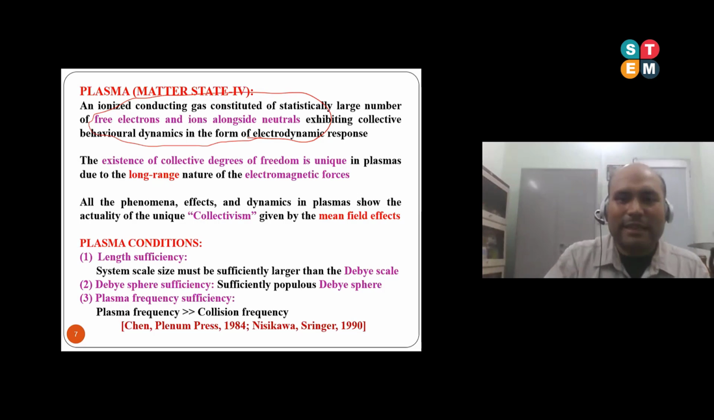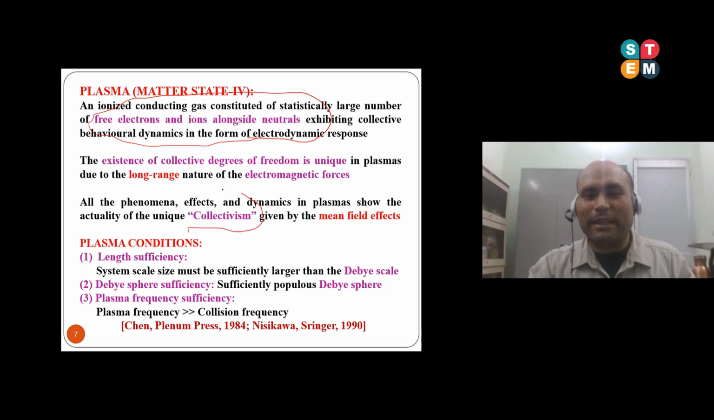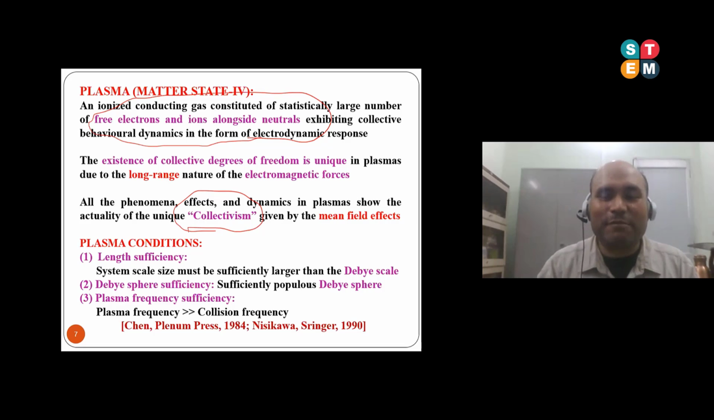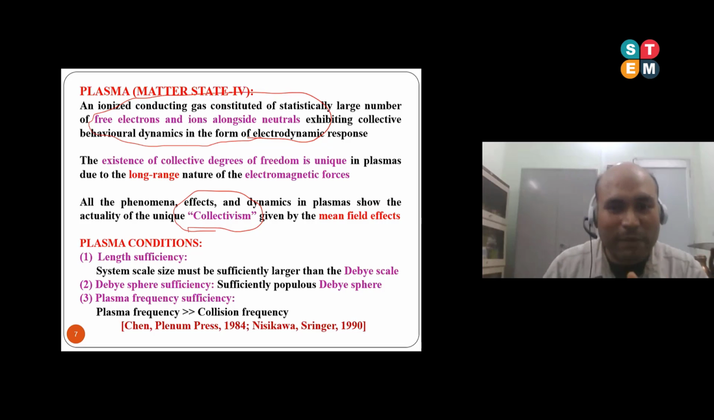What is the unique feature of plasma? Everybody knows, it is the existence of collective degrees of freedom. This collectivism is the most important part, and it appears only because of the presence of the mean field inside plasma. Unlike a neutral gas, where one particle is not affected by the presence of another, in plasma it happens.